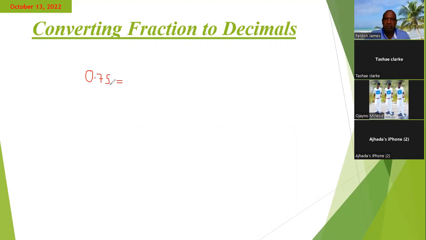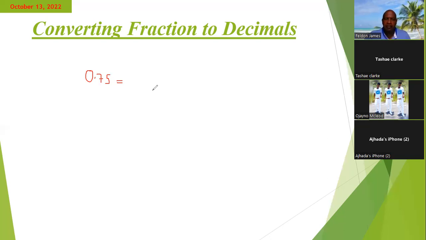How do you determine that it is over 100? Because the 5 is in the hundredths place, and you put the 7 and the 5, you're going to say 75 over 100. Okay. I am a little hesitant to call it hundreds place. It's really hundredth with a T. Yes. All right.